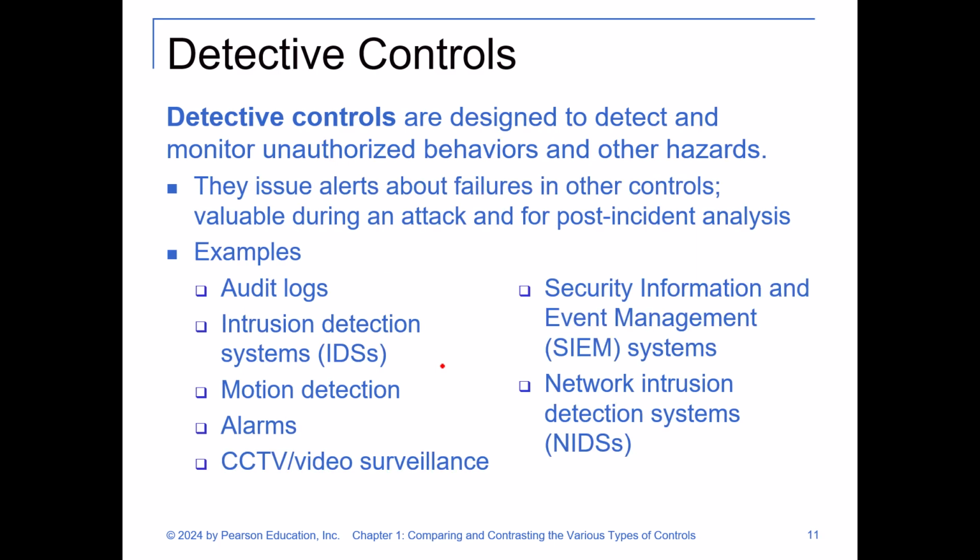A detective control is designed to detect and monitor behavior and other hazards. They issue alerts about failures. Normally, they're valuable during an attack and for post-incident analysis. Logs are a great detective control. Audit logs, monitoring, alarms, surveillance, IDSs, IPSs, all of these are good detective controls. They're used to detect and monitor.